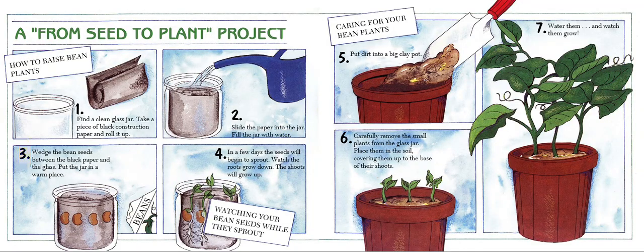3. Wedge the bean seeds between the black paper and the glass. Put the jar in a warm place. Beans. Watching your bean seeds while they sprout. 4. In a few days, the seeds will begin to sprout. Watch the roots grow down. The shoots will grow up.